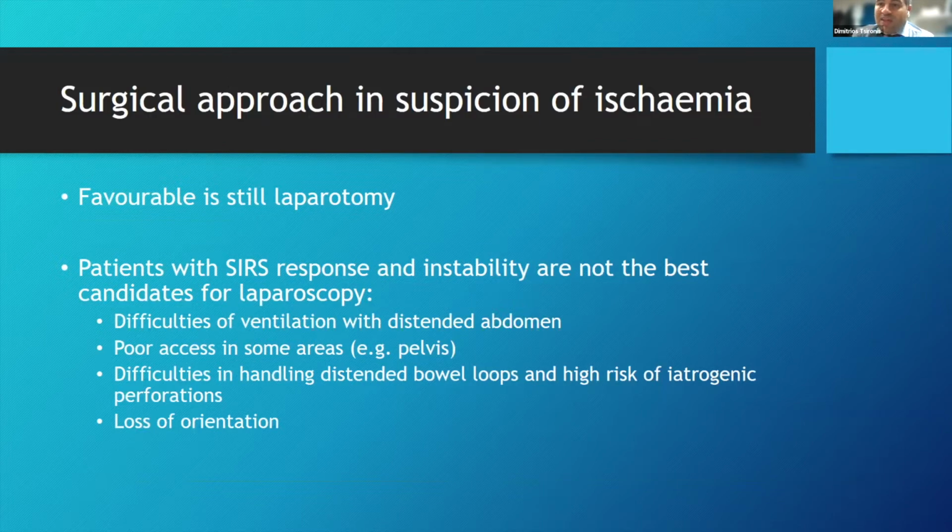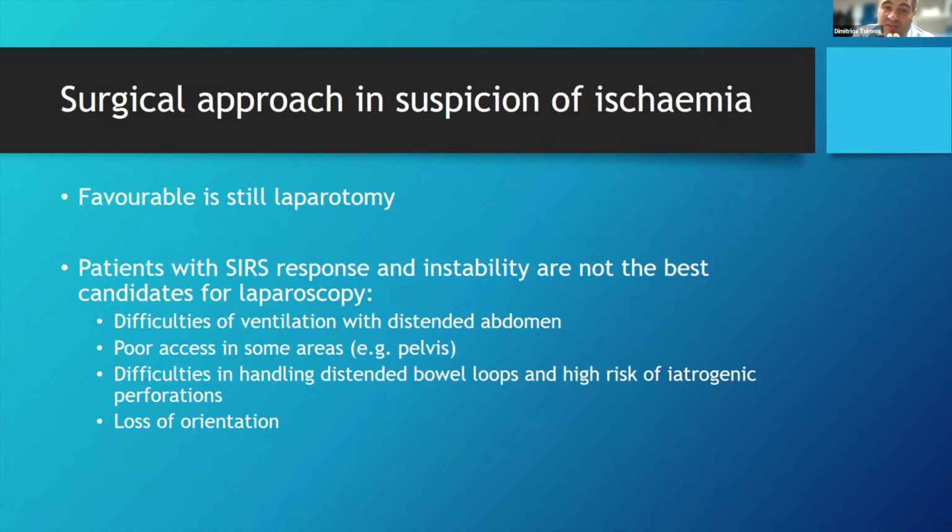Now, which are the favorable techniques on these occasions? I believe that internationally, laparotomy is still the favorable technique in patients who are in a SIRS response and become unstable, especially with inotrope requirements. If you discuss with your anesthetist, you will see that it's very difficult to ventilate patients when they go into SIRS, especially with a distended abdomen, because with patients who present straight away with a peritonitic abdomen or bowel ischemia, you will not have a lot of time to decompress the bowel appropriately.